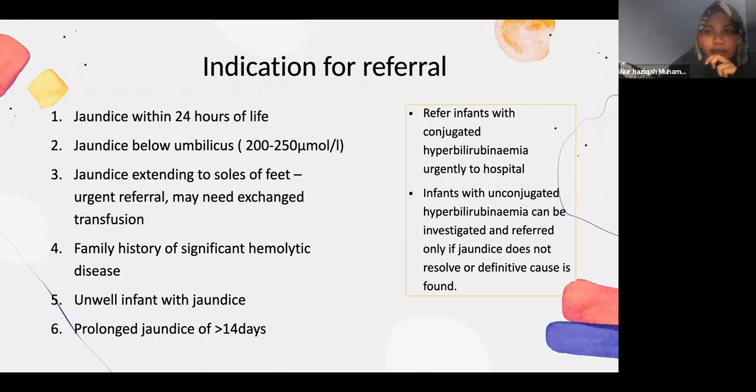And the baby with unconjugated hyperbilirubinemia can be investigated and referred if the cause is not sure. Conjugated hyperbilirubinemia always needs urgent referral to the hospital for management. Next.